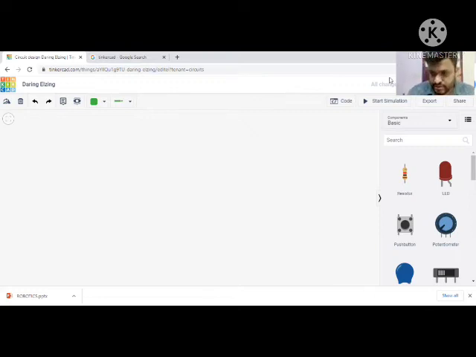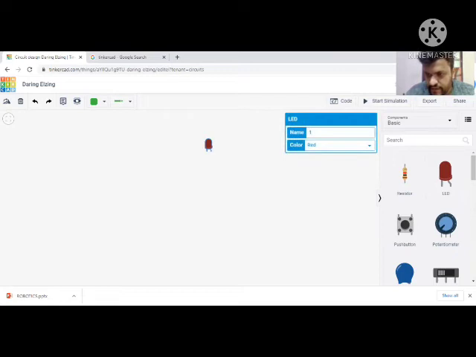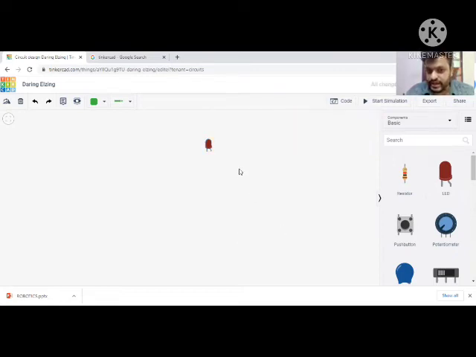Okay, let me first show you. For example, let me teach you how to blink an LED. This is an LED. We place the LED here. We need to blink this LED. Now for blinking the LED, we need one power source. We need to give a power source. What is a power source?